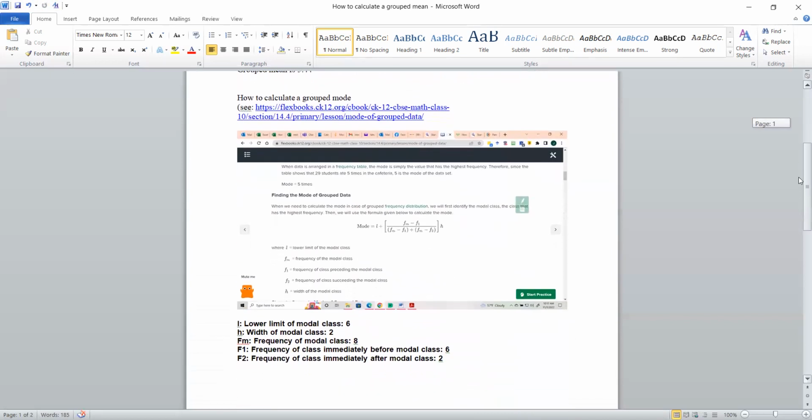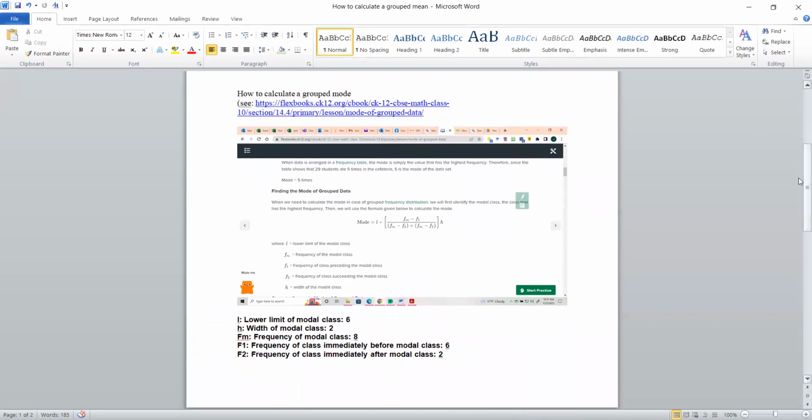Now, let's look at how to figure a grouped mode. And I want you to see where I got everything from. So this document will be posted with my video, but you can see I got it right from here, and I used my Google account to sign up for a free account. Okay, so I am going to share that website with you first. Share screen right here.